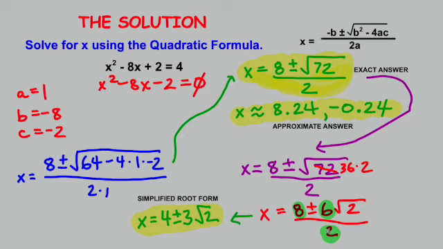You want to look at these numbers and see if there's a way to reduce them. Well, they're all divisible by 2. So if you divide the 8, the 6, and the 2 by 2, but not the square root of 2, by the way, you wind up with 4, 3, and 1. So our simplified root form for our exact answer would be 4 plus or minus 3 root 2.